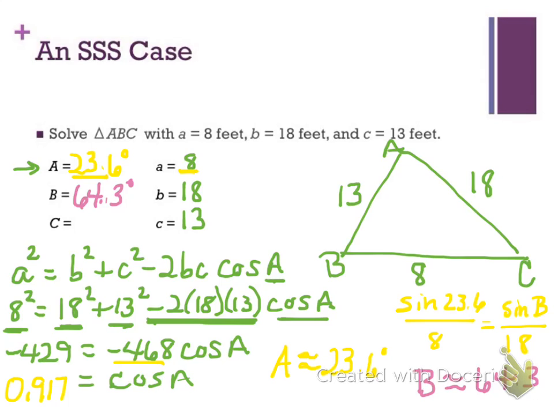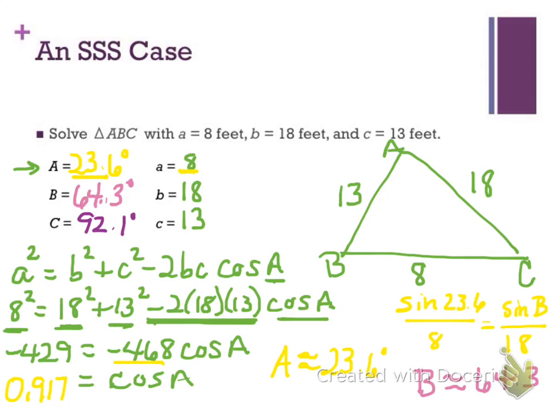And then finally for angle C, again we're just going to subtract the other two angles from 180 and we get about 92.1 degrees for angle C. And there we have our solved triangle.